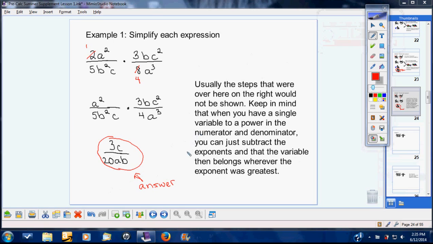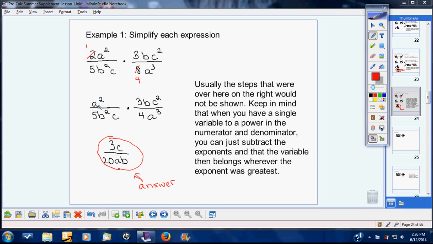Now usually the steps that were shown over on the right hand side, breaking it down into A times A, C times C, B times B, A times A times A, wouldn't be shown. Keep in mind, when you have a single variable to a power, all you have to do is subtract the exponents, and the variable then belongs wherever the exponent was greatest. This is nothing new, it's just that now we're doing it in multiplication problems instead of just one big fraction problem. So for example, we check the 3, that stays here.